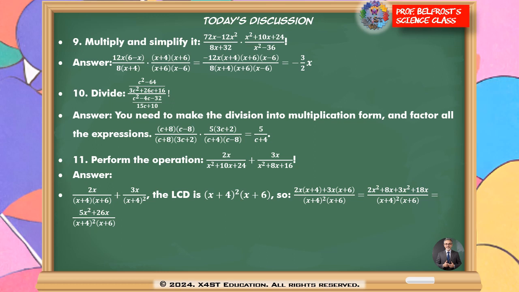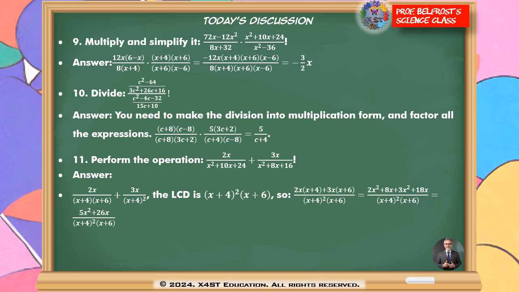Then number 10, divide the following expression, this is a nested rational expression. So actually you need to change the division to multiplication form as shown, and factor out the terms, then you can get the expression as shown. And first multiplying the numerator with numerator, denominator with denominator to make a single rational expression, then cancel out the common factors, then you can obtain 5 over c plus 4.